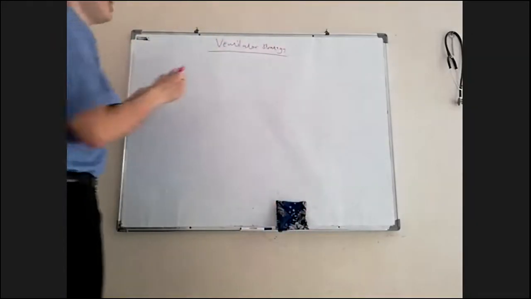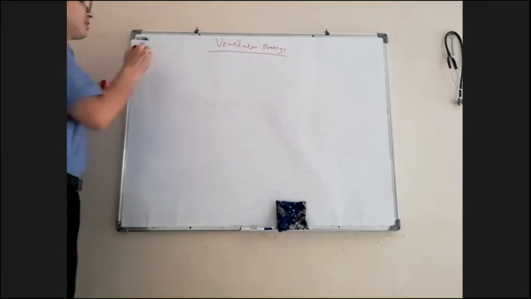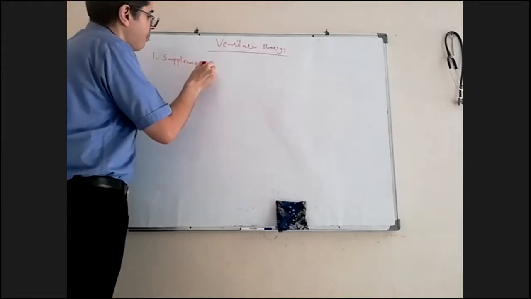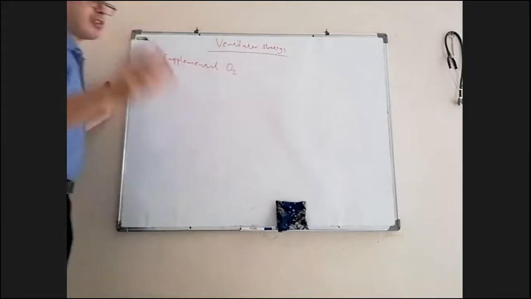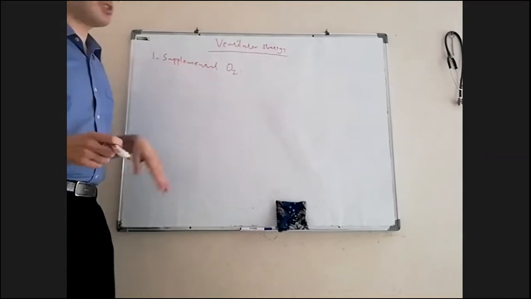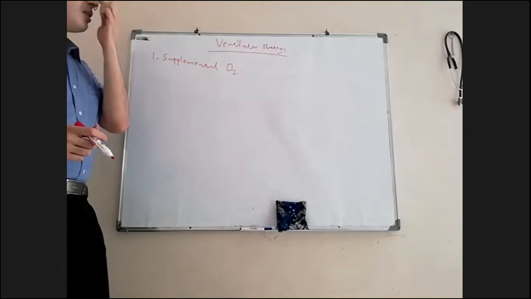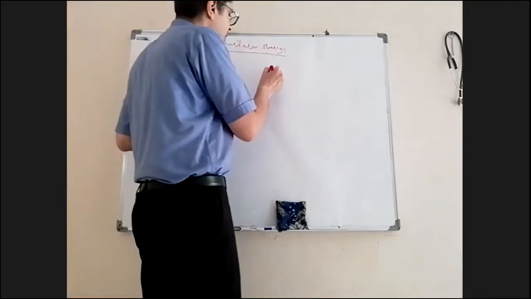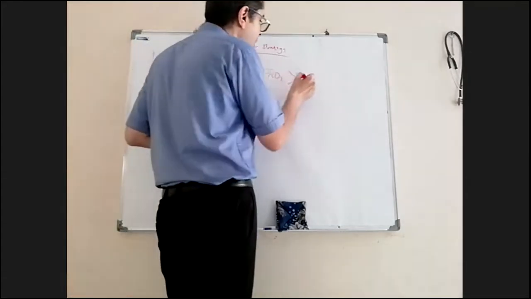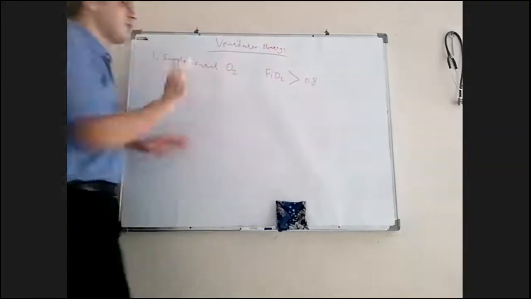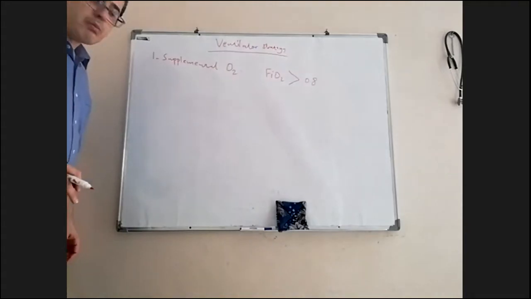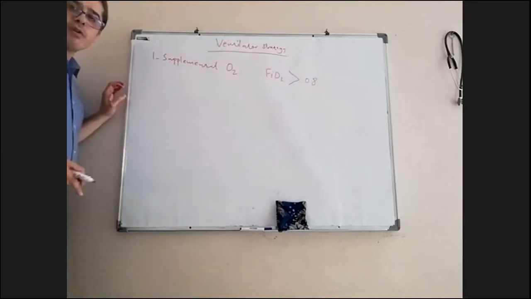So, ventilator strategy in meconium aspiration. Number one, supplemental oxygen. In mild cases, let's say if it is light meconium, no severe distress, you can give supplemental oxygen. Be sure your FiO2 does not exceed 0.8. If your FiO2 is more than 0.8, your supplemental oxygen is not enough. Don't continue. You are wasting time, doing something which is not in favor of that patient.